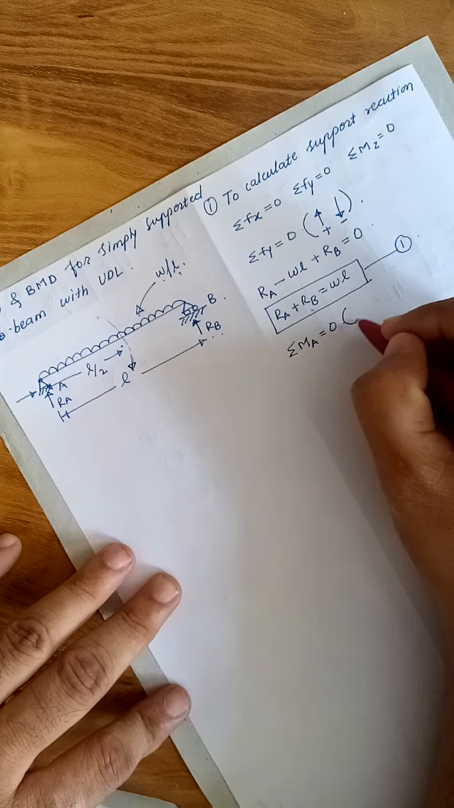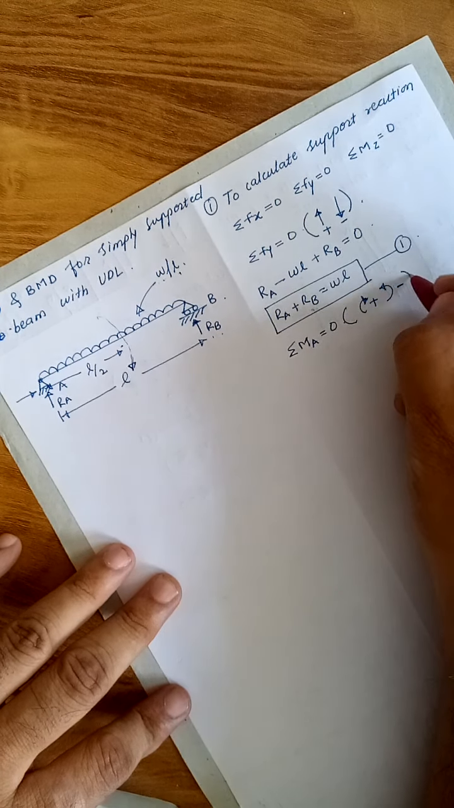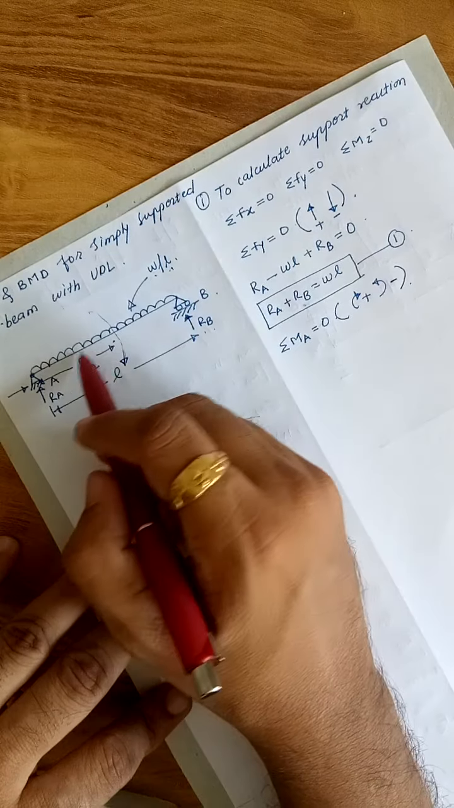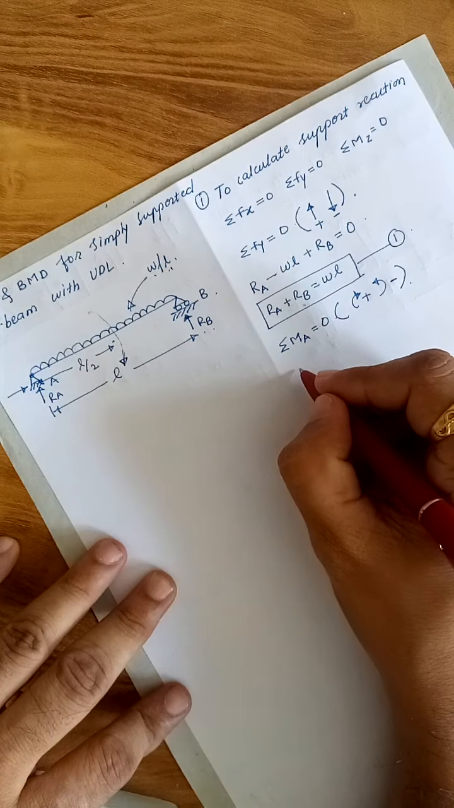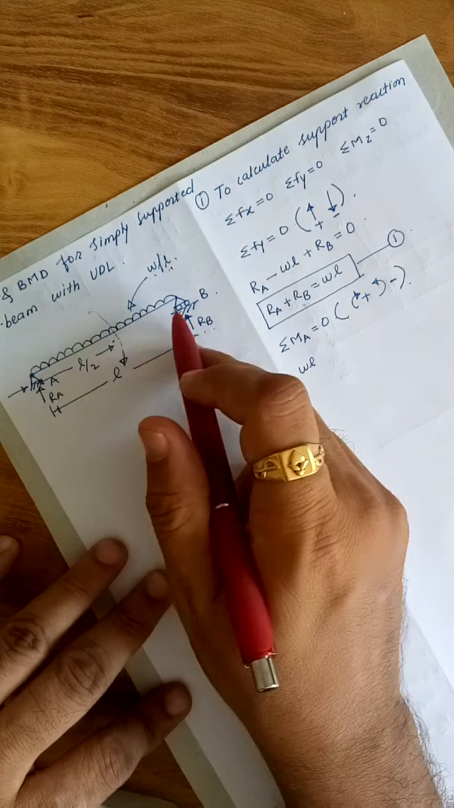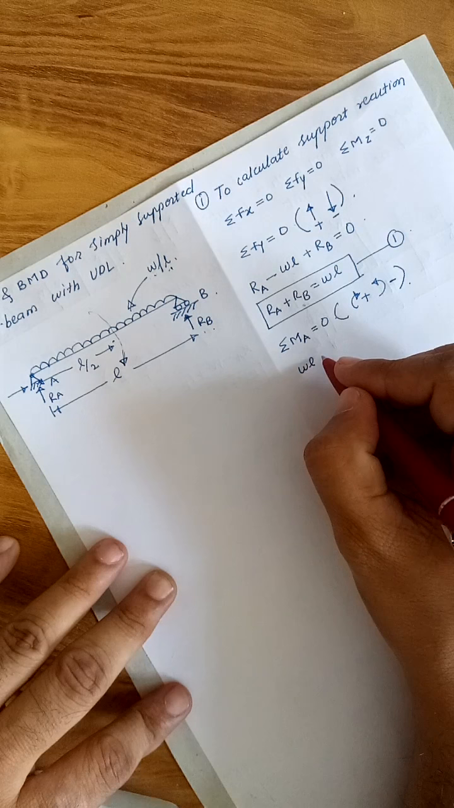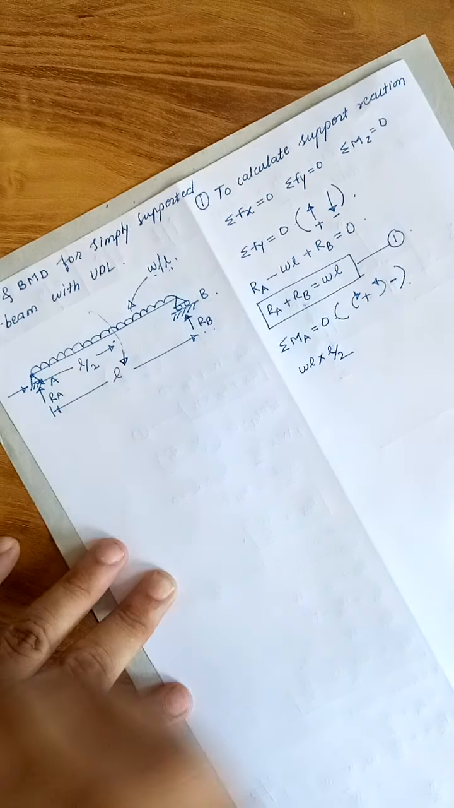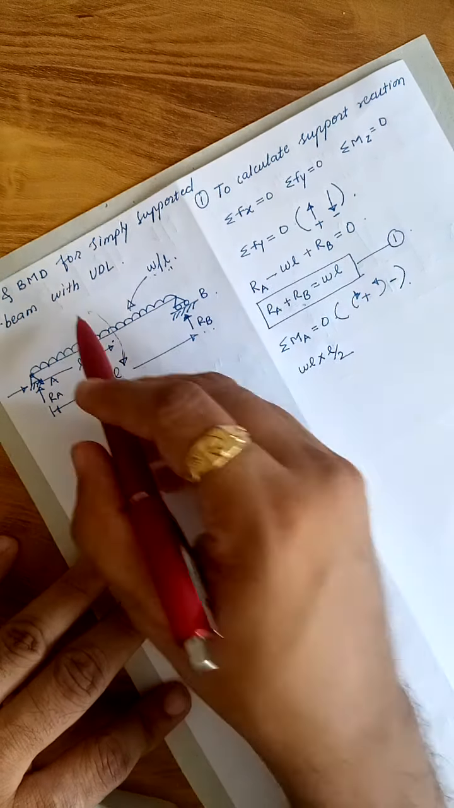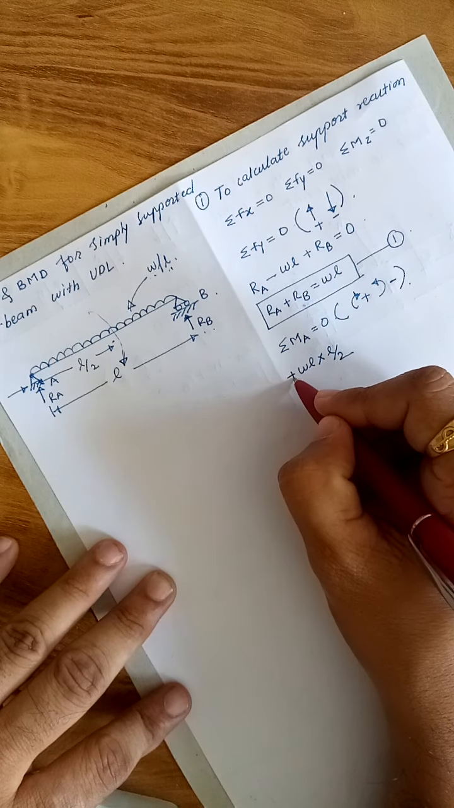So I'll calculate the moment. Clockwise moment is considered positive, anti-clockwise moment is considered negative. W per unit length, so total load will be W multiplied by this length, that is WL, and this UDL always acts at the center of the span over which it is distributed, so it will act at a distance of L by 2. So WL into L by 2 will be the clockwise bending moment. So it is acting in a clockwise direction. I am taking moment at A, so it is in clockwise direction, that's why it will be positive.